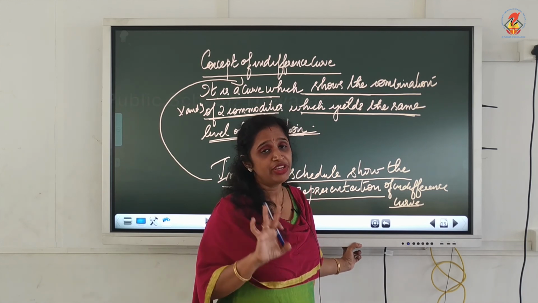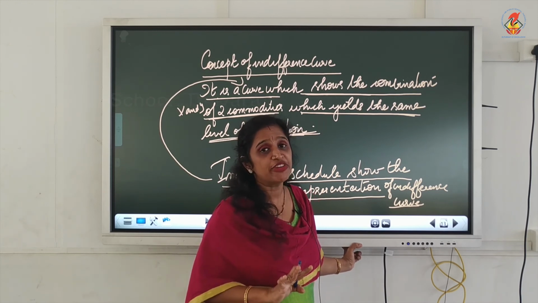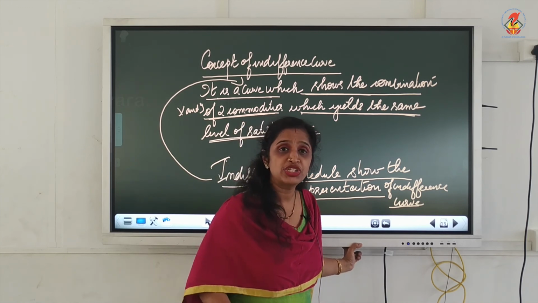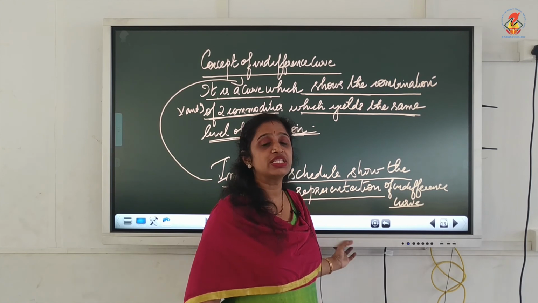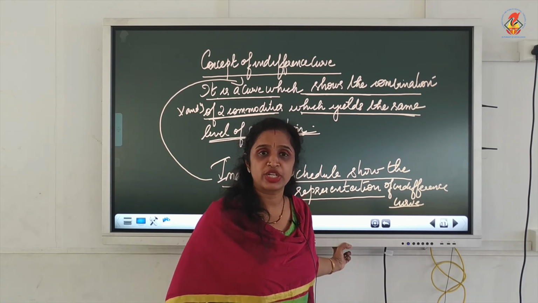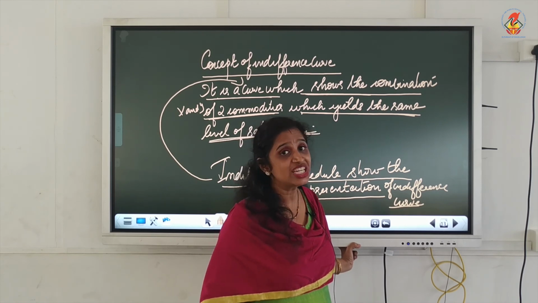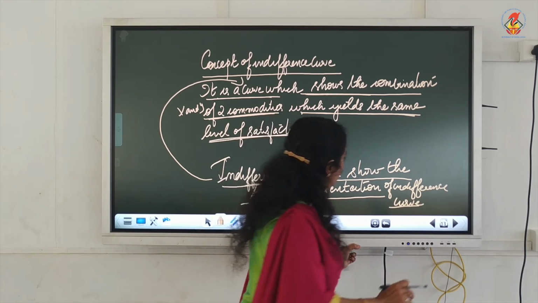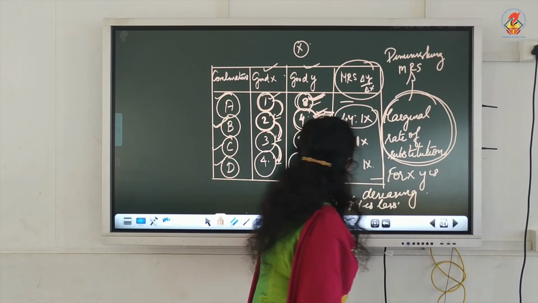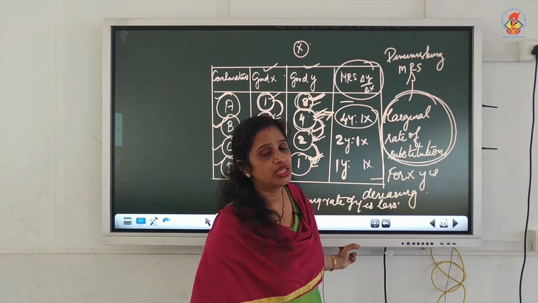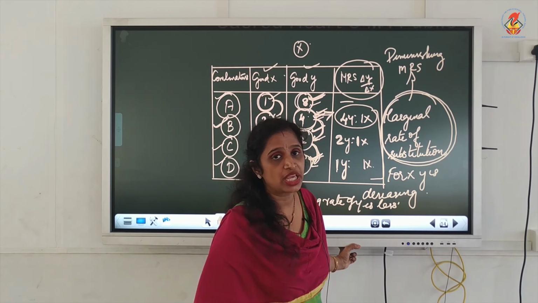So we have first finished with the indifference curve. What is an indifference curve? It is the combination of two commodities which gives the same level of satisfaction to the consumer. To draw an indifference curve, we need the help of an indifference schedule. An indifference schedule shows the combinations of two goods which give the same level of satisfaction to the consumer. Here there are four combinations A, B, C, D.